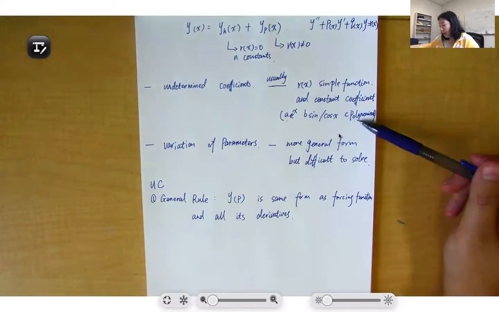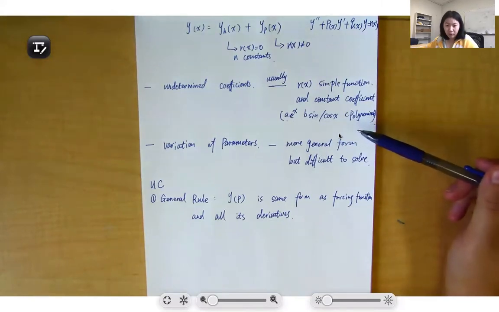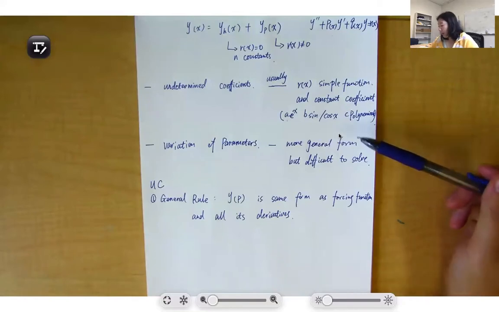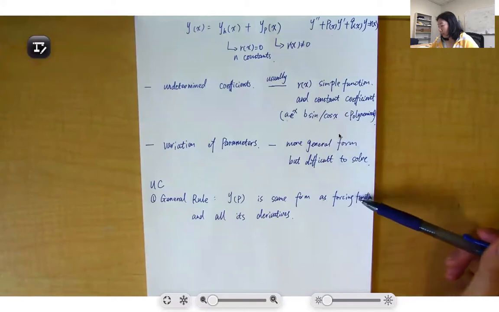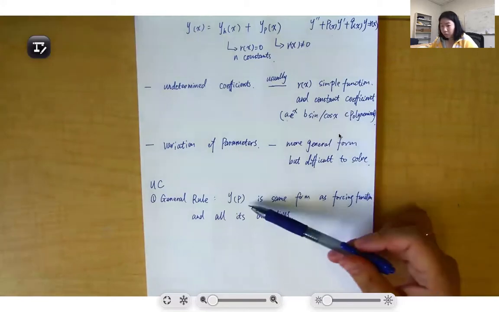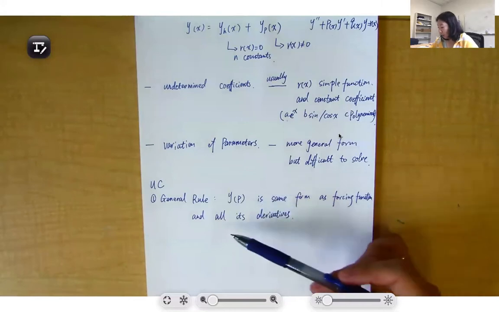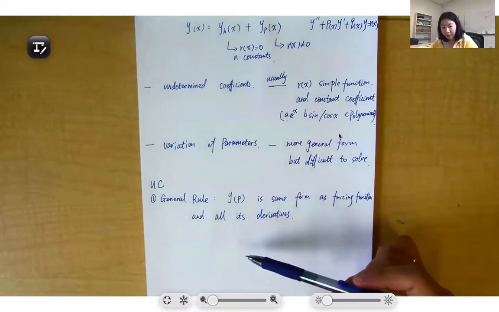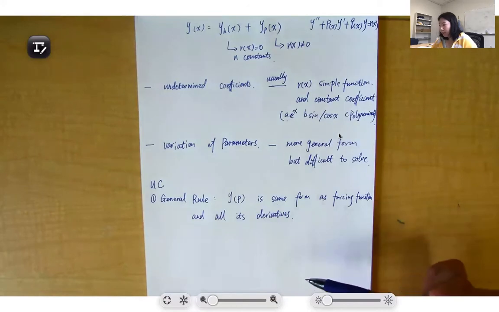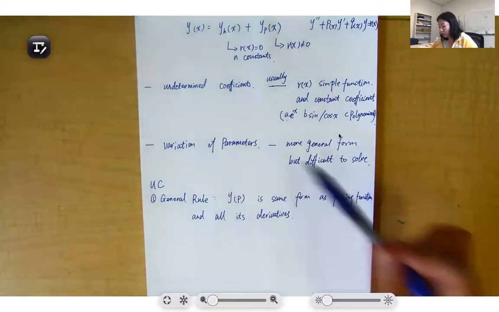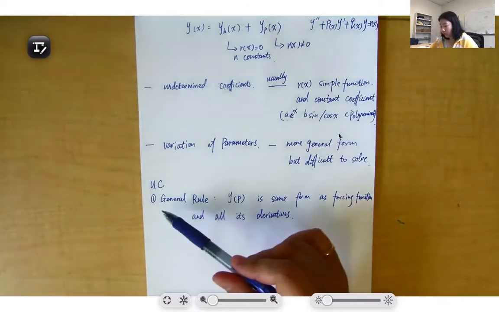And the same applies to polynomials. If your forcing function is x to the second order, x squared, then the particular solution will be the same format as the forcing function, which is x squared, and all its derivatives will also be included, so x and some constants. So that is the general rule for undetermined coefficients.